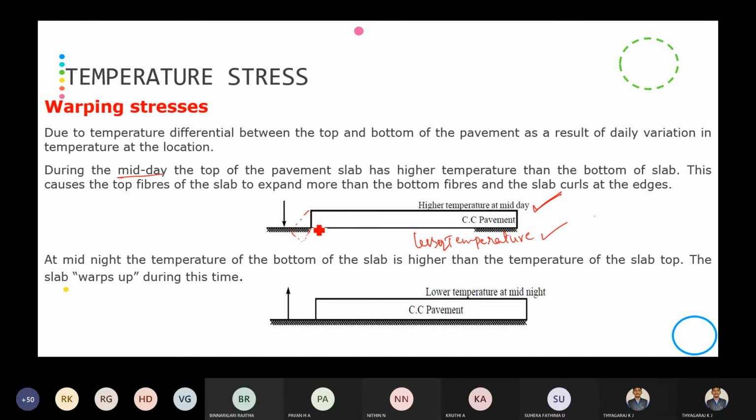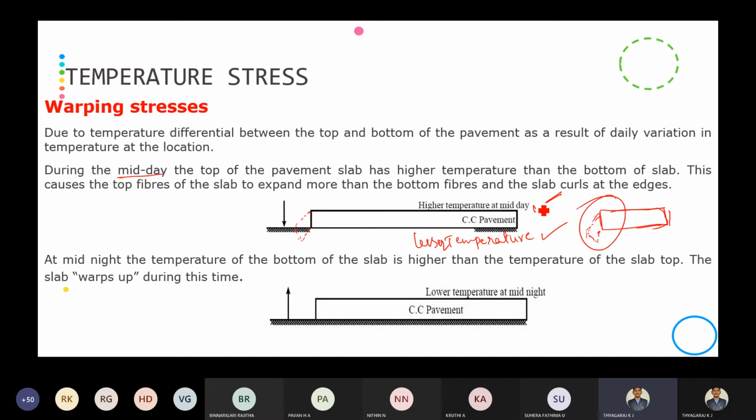Right here only, you can observe here. The slab bends like this, if you consider a slab like this. Only the corner portion will be bending, rather than bending of the entire slab. The corner portion will be bending.